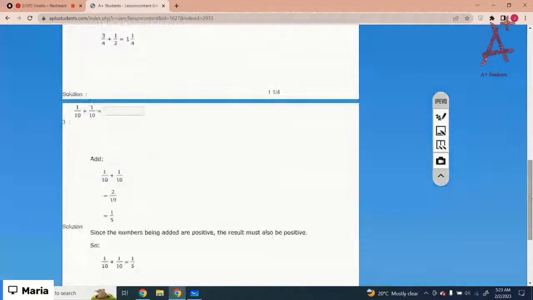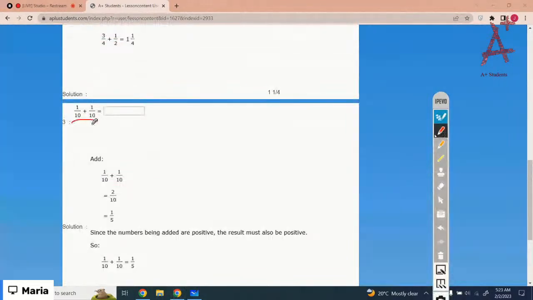Okay, the next one is 1 over 10 plus 1 over 10. So you have to add both the rational numbers. They have the same denominator. So you simply have to add their numerators. So it would be 2 over 10, and you have to divide them by a common denominator. The common denominator is 2. So when you divide them by the common denominator, it would be 1 over 5. Got it?